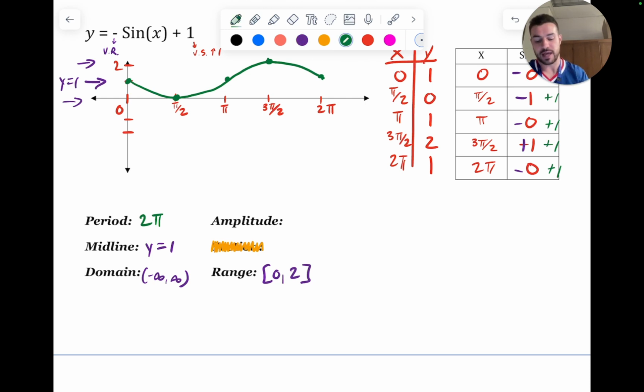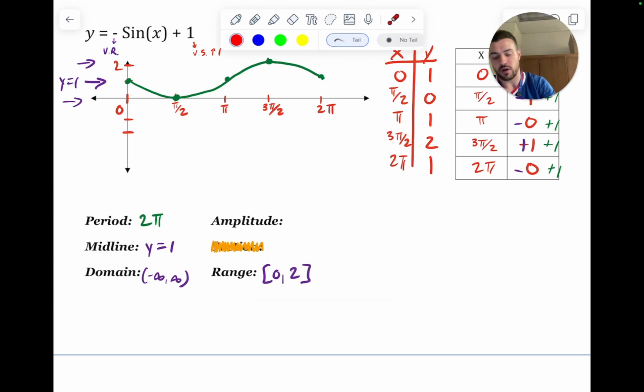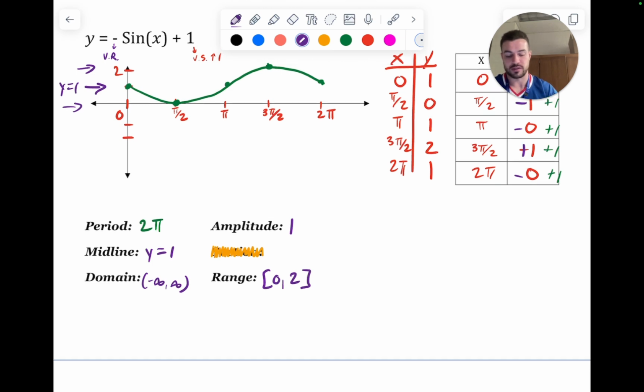And then finally, amplitude, which we do have a value in front, but it is really only -1. And so that amplitude, even with the negative, is all about the multiplication. It's the vertical stretch part. We don't really have a stretch there, just a reflection, so our amplitude is still going to be 1.